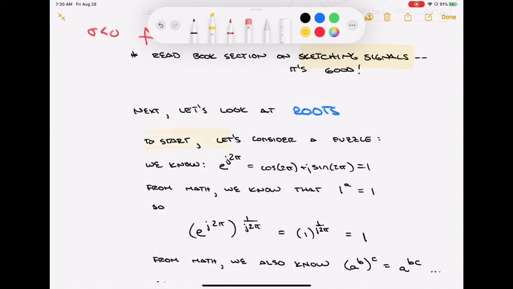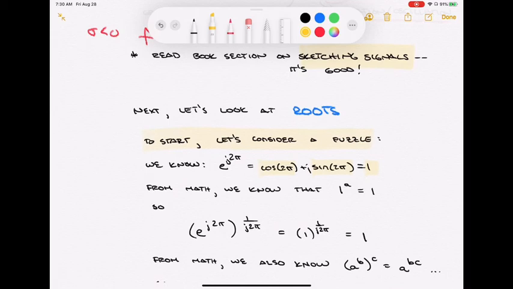So to start, let's consider a real quick puzzle. We know that e to the j2π, because we've already studied complex exponentials through Euler's, is equal to cosine 2π plus j sine 2π. Cosine of 2π is just 1. You know that from trig. Sine of 2π, well, that's just 0. So I'm going to get 1 plus j0, or just 1. So e to the j2π is indeed 1, at least if everything we learned from trig and from Euler's and complex exponentials is true.